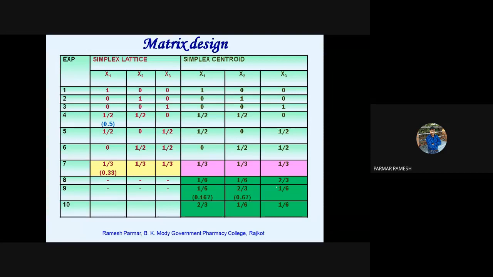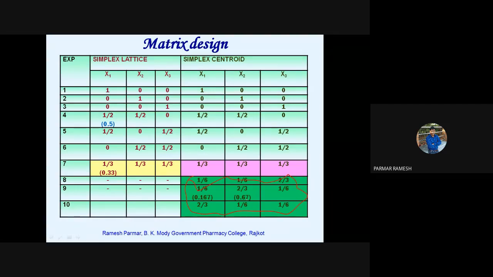So this is the design or layout of the simplex lattice and simplex centroid design. For x1, x2 and x3 in simplex lattice design, the points range from 1 0 0, 0 1 0, 0 0 1, then 1/2 1/2 0, 1/2 0 1/2, 0 1/2 1/2, and 1/3 1/3 1/3. Similarly, for simplex centroid, there are 3 more points, that is 1/6 1/6 2/3 and the rest. So when we are having 10 points, it is simplex centroid. When we are having 7 points, that is simplex lattice.